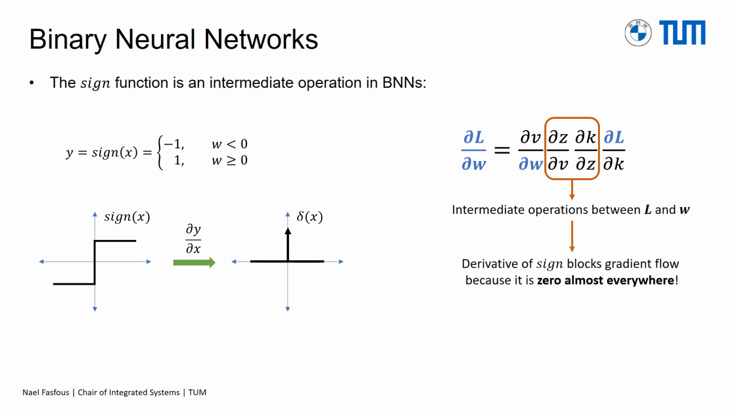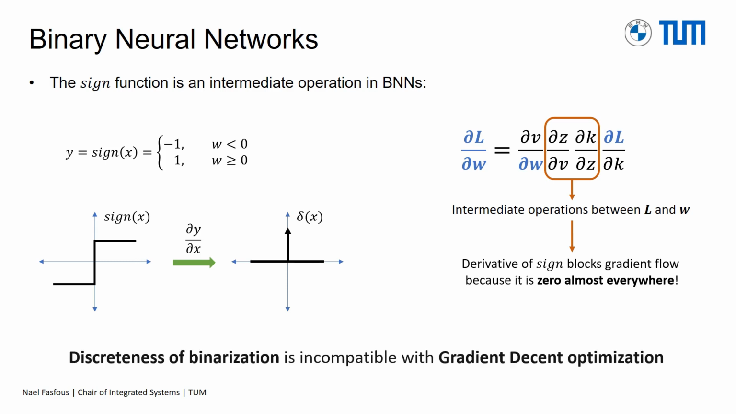Now, the derivative is simply 0 almost everywhere, which, as you can see, introduces a 0 in our chain rule, which means that the gradient is not able to flow and the weights do not get updated. Therefore, the discreteness of binarization is fundamentally incompatible with gradient descent optimization.